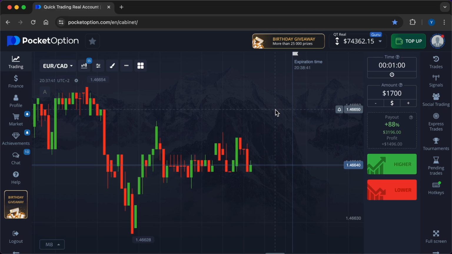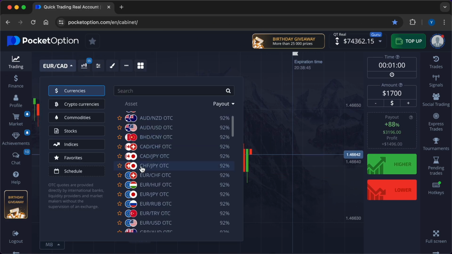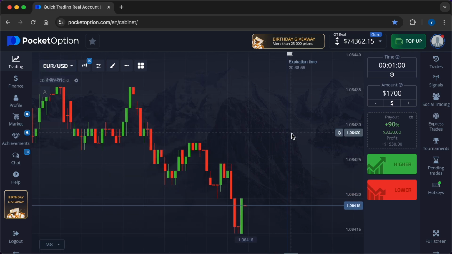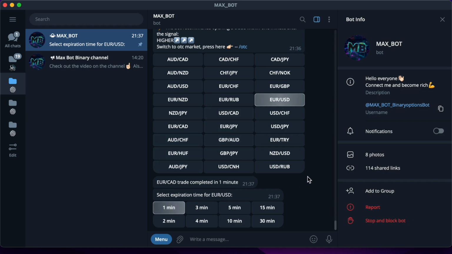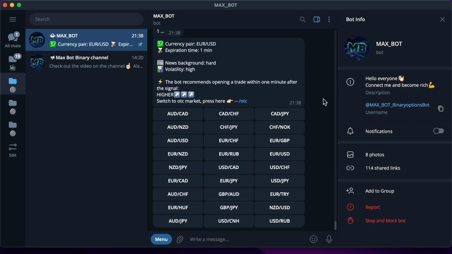So, the deal closed in the plus again. $1,496 came to my real account. Now I will change the currency pair for a change. I like the Euro, US dollar variant with a high percentage of payments. I will once again enter the transaction for $1,700. The signal from MaxBot is higher.